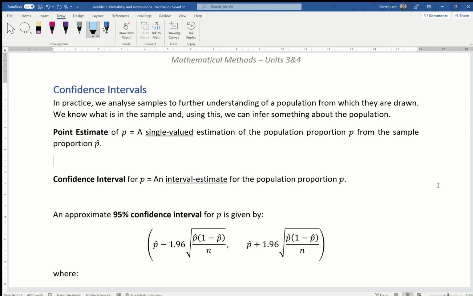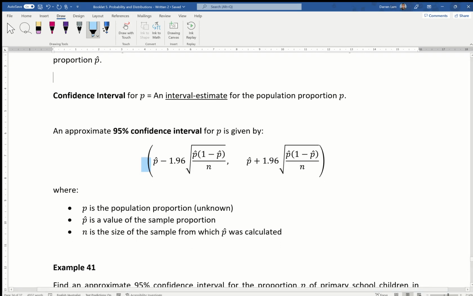Whereas a confidence interval is an interval estimate for the population proportion P. Instead of just saying a single estimate, we're saying it could be between here and here. Oftentimes, a confidence interval is literally just you picking some numbers you think would be an accurate estimation. But what we're going to be doing is finding a 95% confidence interval, and this is a specific one. It's given by this formula here.